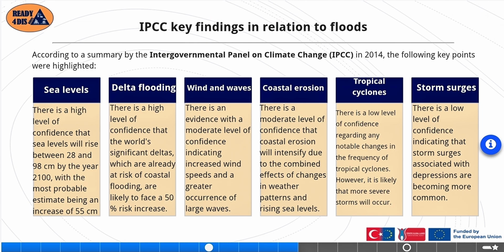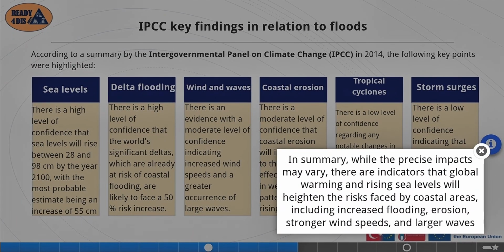Tropical cyclones. There is a low level of confidence regarding any notable changes in the frequency of tropical cyclones. However, it is likely that more severe storms will occur. Storm surges. There is a low level of confidence indicating that storm surges associated with depressions are becoming more common.